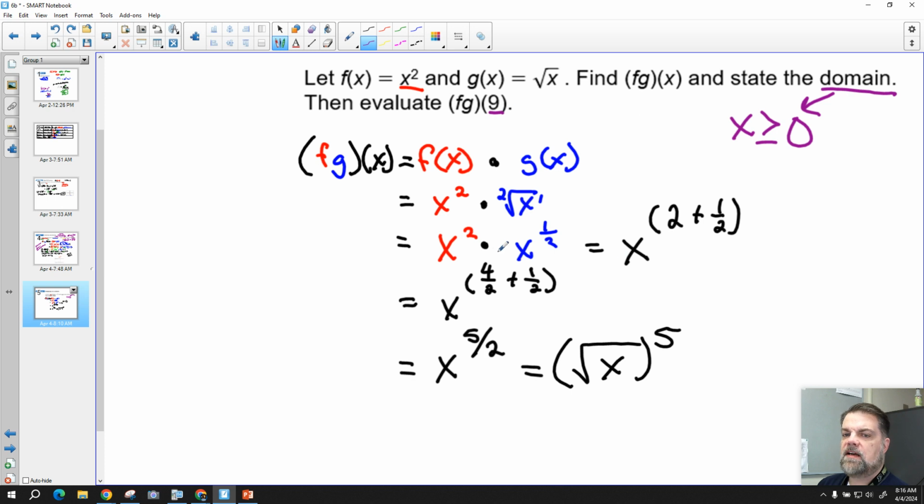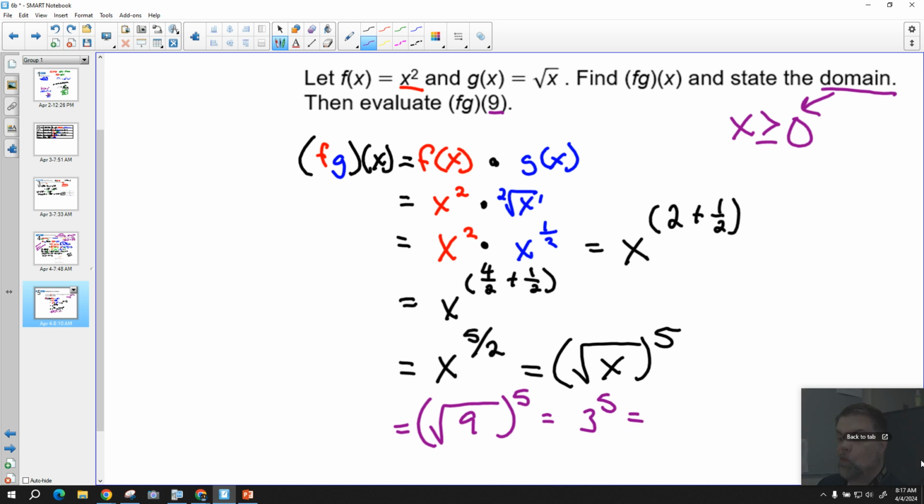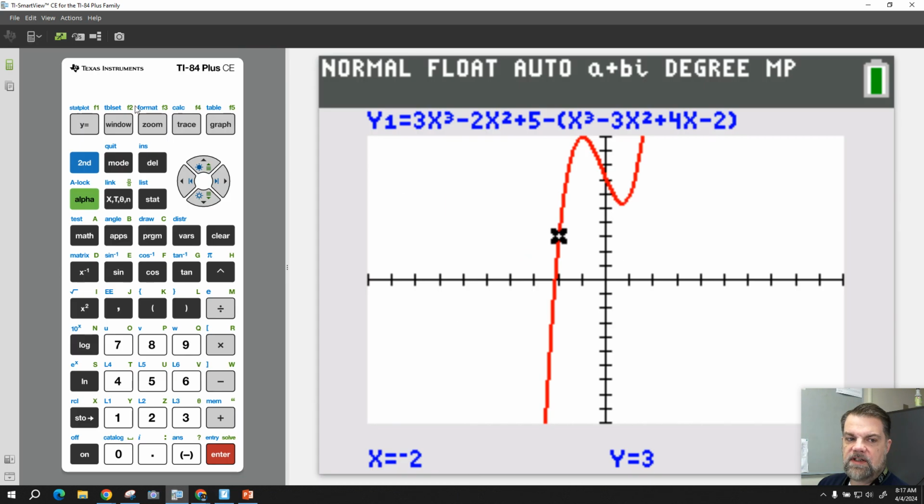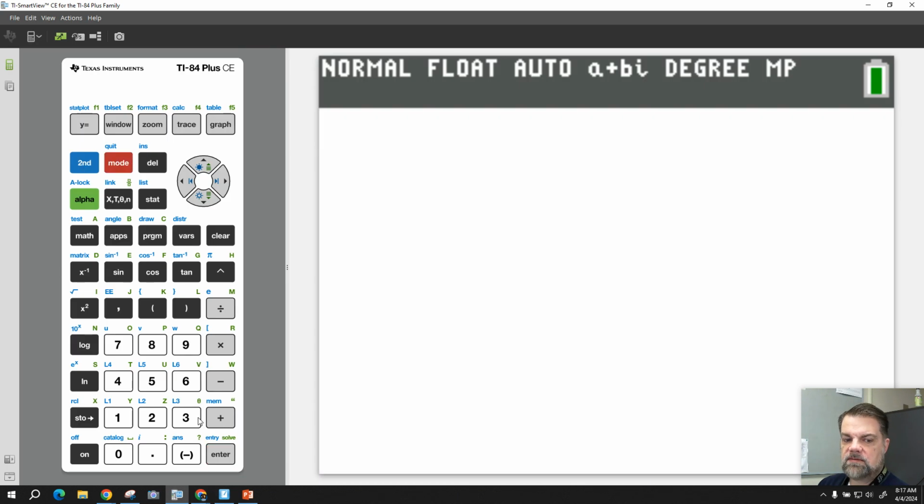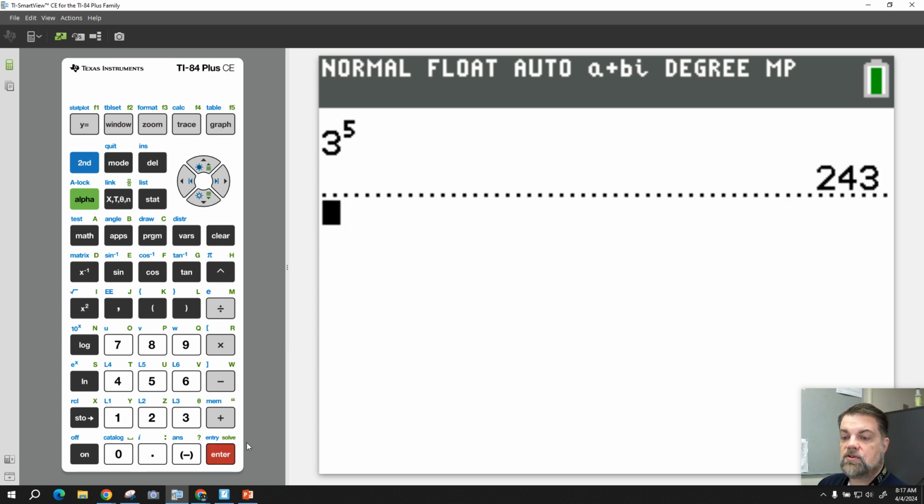Lastly, they want us to evaluate this at 9. So I'm going to say the square root of 9 raised to the 5th power. What's the square root of 9? 3, right? Raised to the 5th power. Now, what do you think it is? 343? I don't know what it is off the top of my head. I'm just guessing. So 3 raised to the 5th power is 243. I was close.